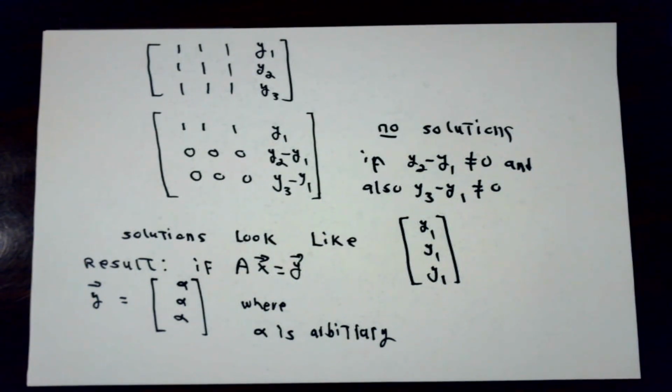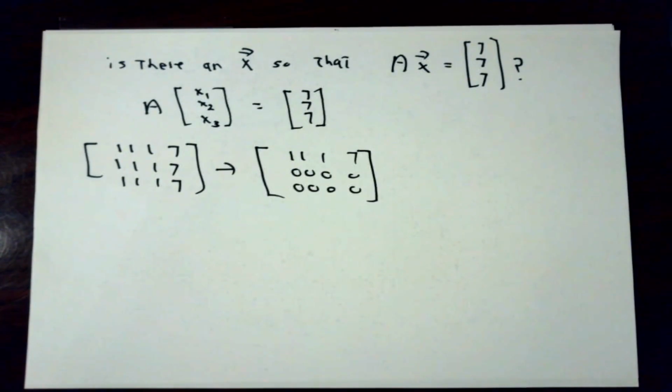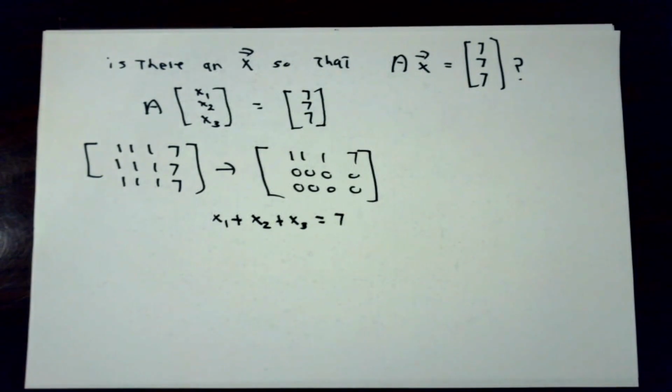As an example, (7,7,7) is in the range of the function because you can easily solve the system of equations involved. You can easily see that by letting x1 equal 1, x2 equal 1, and x3 equal 5, the A times x that goes with it is in fact (7,7,7).